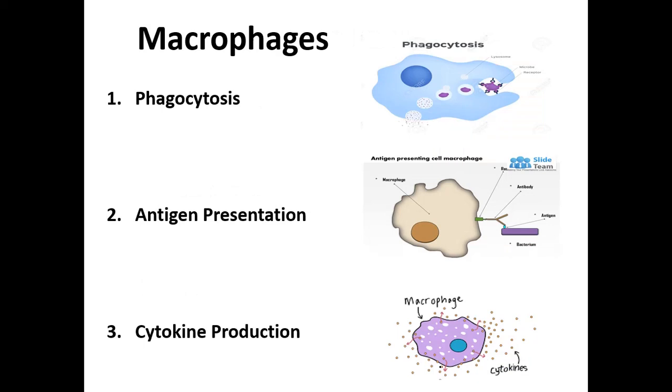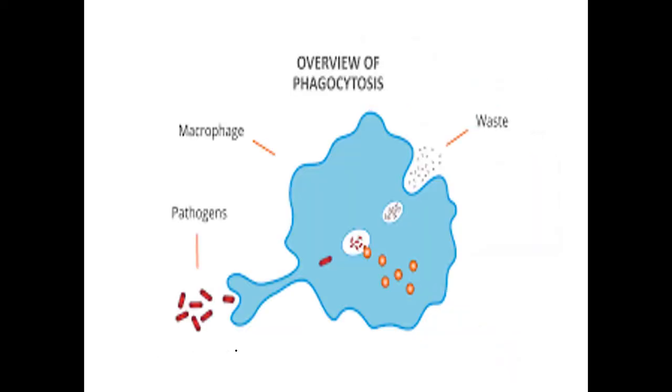Macrophages play a fundamental role in phagocytosis, antigen presentation, and cytokine production. Phagocytosis uses extensions of the cytoplasmic membrane to surround the particle or microbe and enclose it in a membrane. Thus, this enclosed microbe is killed by reactive oxygen species and lysosomal enzymes, for example, proteases, nucleases, etc.